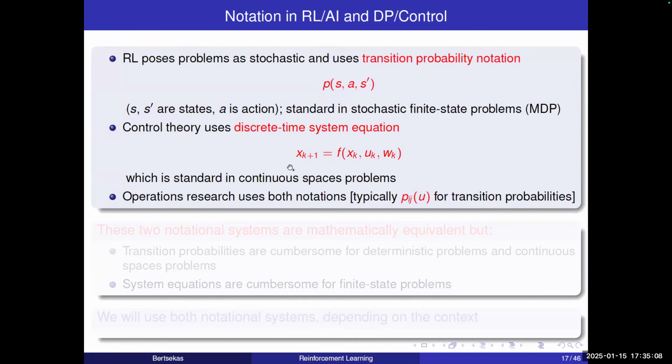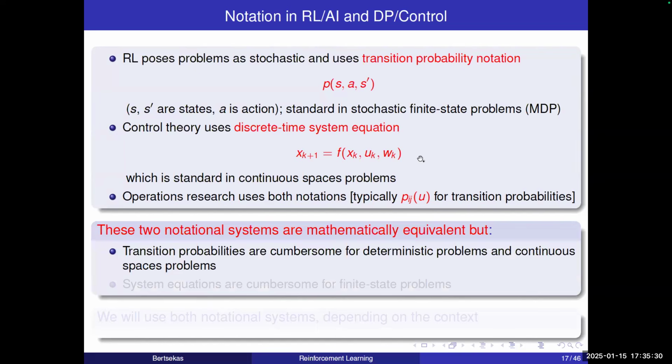In operations research, both notations are used depending on whether you have a finite state system or a continuous space system. Typically, when you have a finite state system, this more compact notation is used: probability of going from state i to state j under control u. So these are the principal notational systems across fields. The important thing to realize, however, is that all the systems are mathematically equivalent. Everything you can do mathematically with one set of notations, you can also do with the other. It's just a matter of convenience in doing derivations, proofs, mathematical descriptions, and so on.